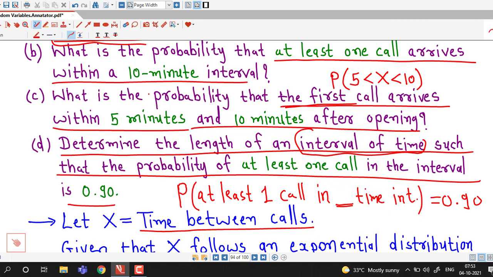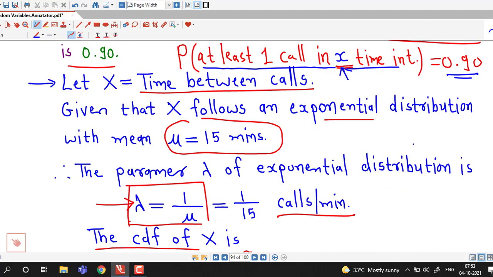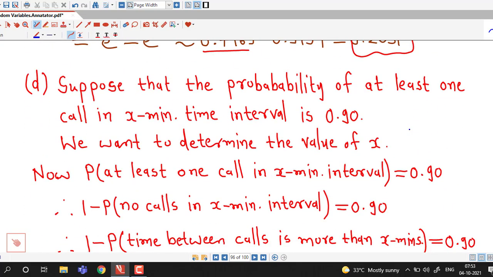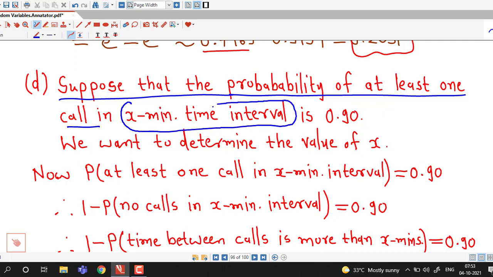So we assume that suppose length of time interval is x. So we are asked to find out value of this small x, which is length of time interval, such that probability of at least one call in x time interval is 0.90. So we assume that length of time interval is x, and we try to find out value of x. So here we have written, suppose that the probability of at least one call in x minute time interval is 0.90, and we want to determine the value of x.